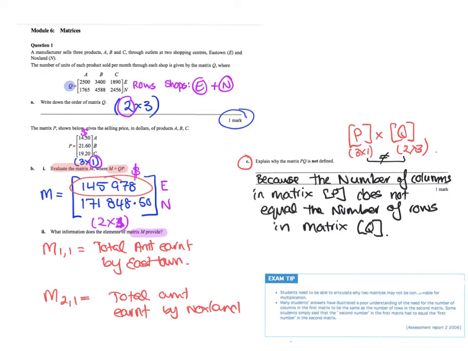You can't do that symbol like we do to test. You have to write it out like that. You have to say the number of columns in the first matrix does not equal the number of rows in the second. And this time I just used the letters they gave me.